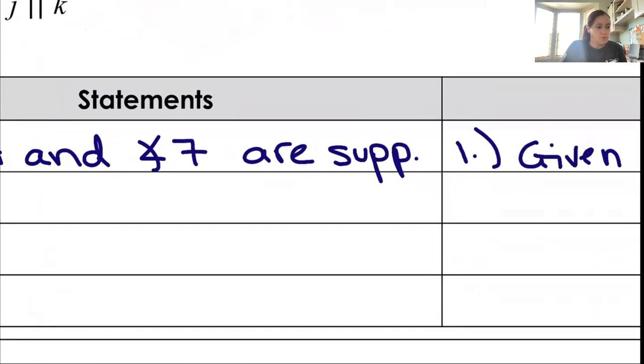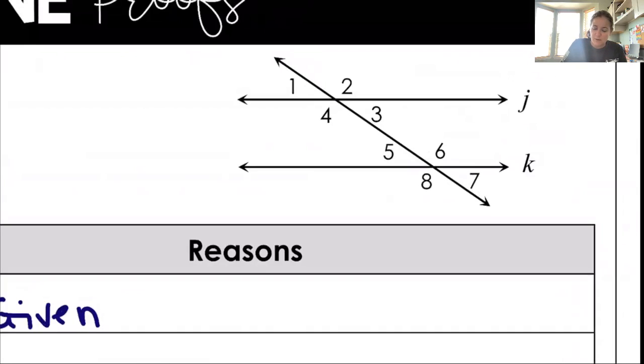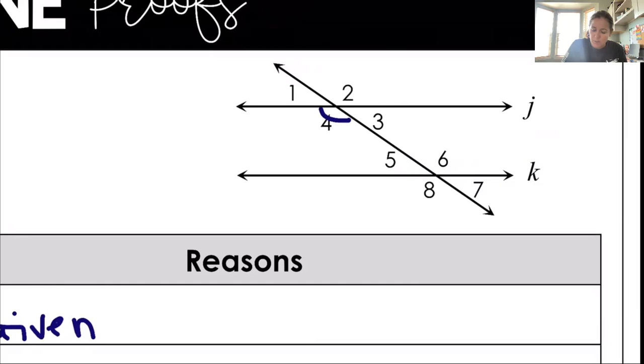So let's take a look at what we're doing. We have 4 and 7 are supplementary. Of course, I'm going to mark them up with different angle markings because they're not congruent to each other. We also know that 4 is congruent to 6 because they are alternate interior angles. So if I can state that 4 is congruent to 6, then I can say that 6 and 7 are supplementary, and kind of go from there. So these two are supplementary, 6 and 4 are congruent.